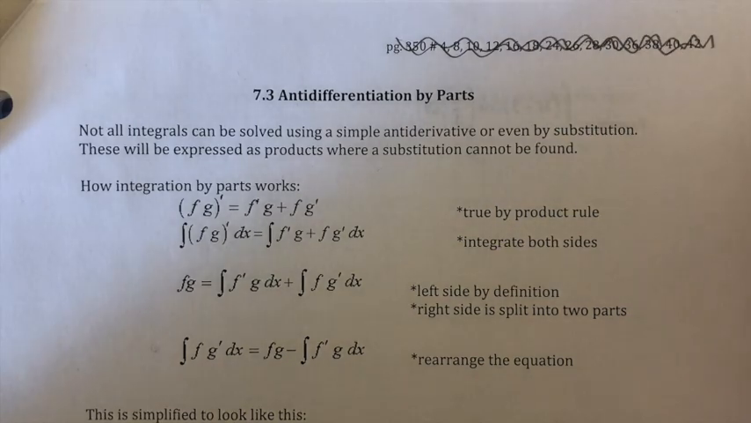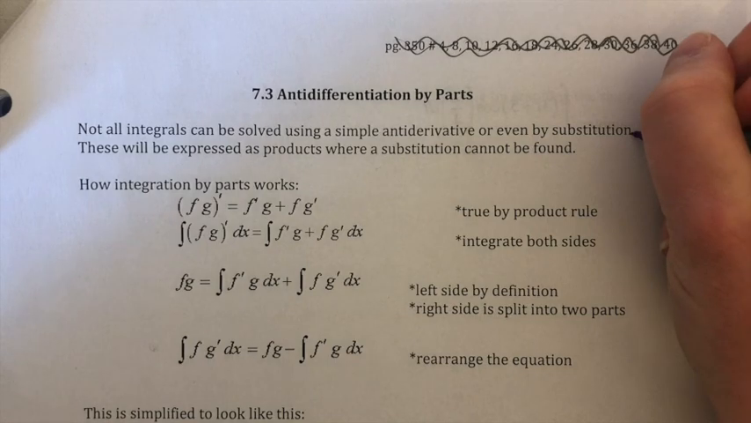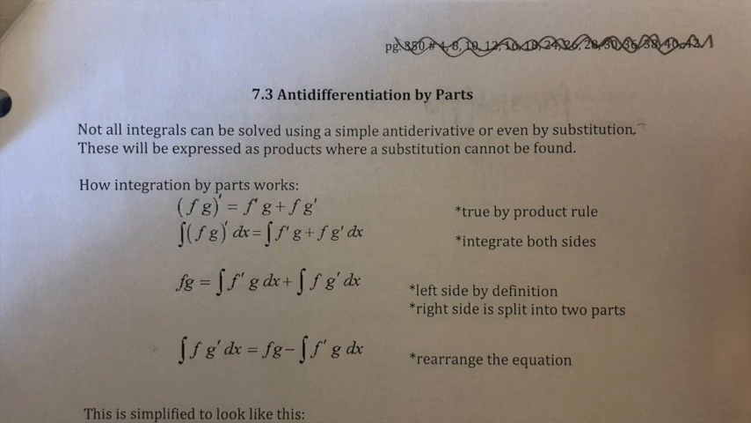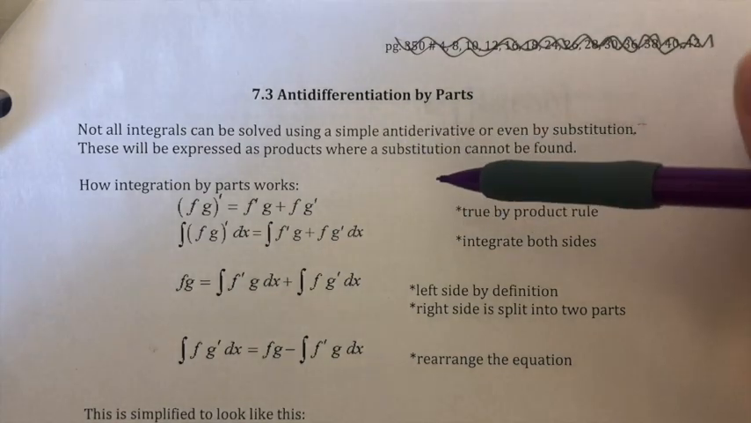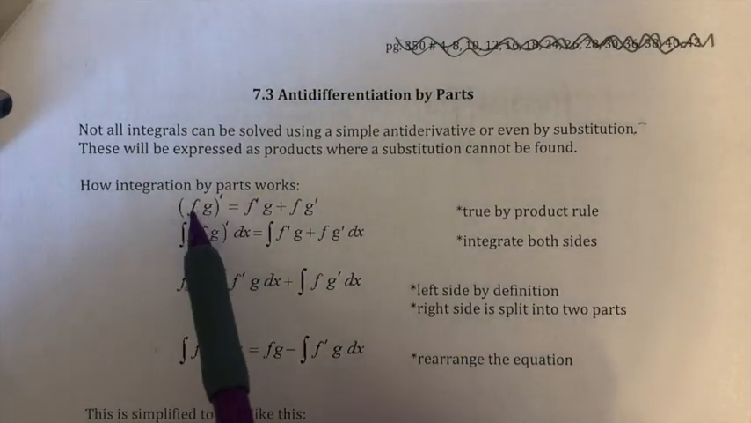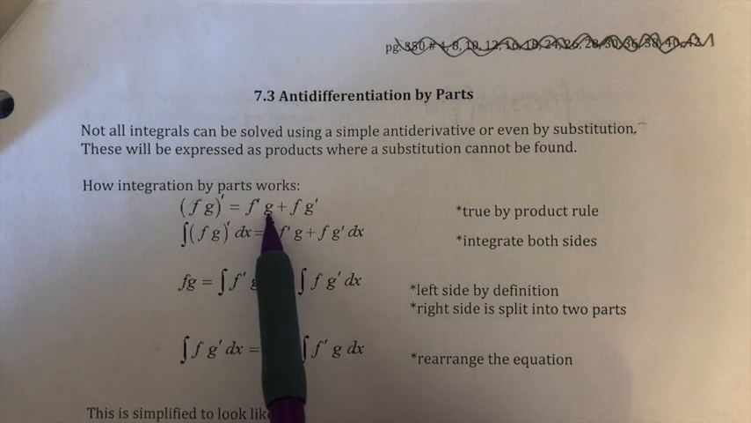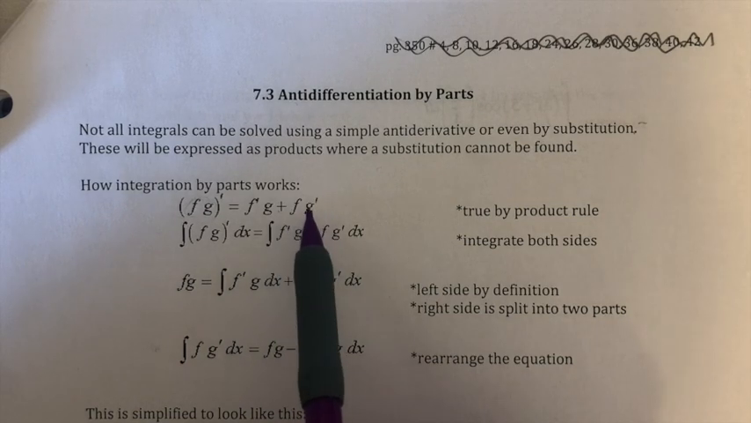So anti-differentiation by parts basically is to undo when the product rule has been used in differentiation. Not all integrals can be solved using a simple antiderivative or even by substitution. The chain rule as derivatives generally led to substitution as antiderivatives. If the product rule has been used in a derivative, typically our anti-differentiation is going to have to be by parts. So these will be expressed as products where a substitution cannot be found. How this works: if we have f times g and we take the derivative of it, we get the derivative of the first times the second plus the first times the derivative of the second.